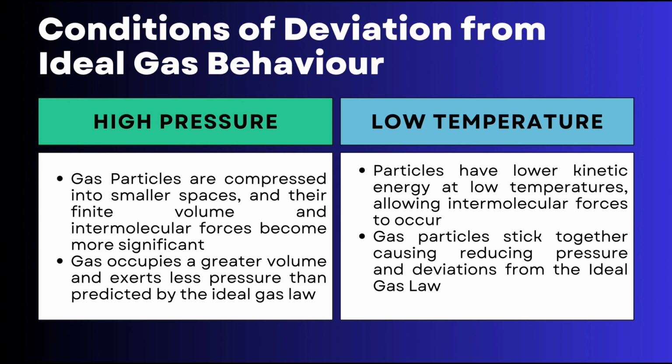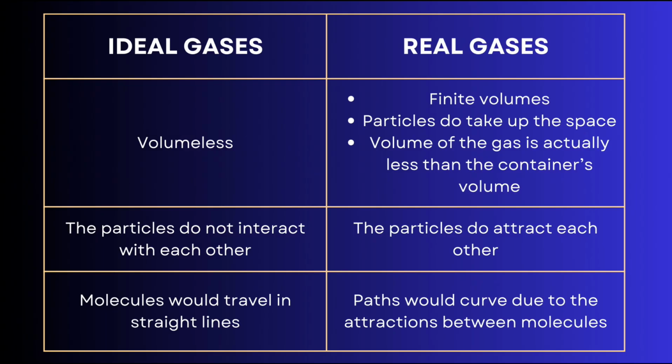For the high pressure, gas particles are compressed into smaller spaces and the finite volume and intermolecular forces become more significant, and they occupy a greater volume and exert less pressure than predicted by the ideal gas law. Whereas for low temperature, particles have lower kinetic energy at low temperatures, allowing intermolecular forces to occur, and they stick together, causing reduced pressure and deviations from the ideal gas law.